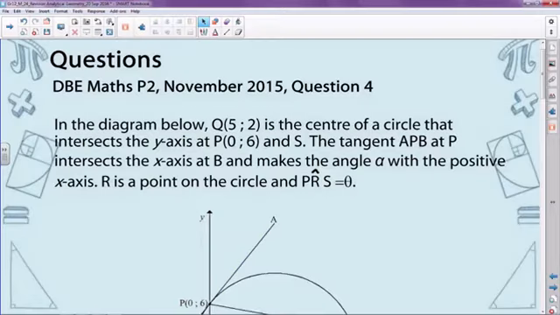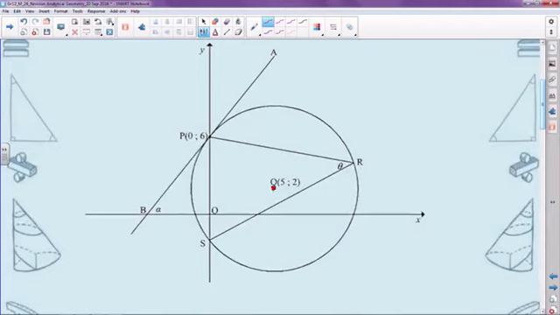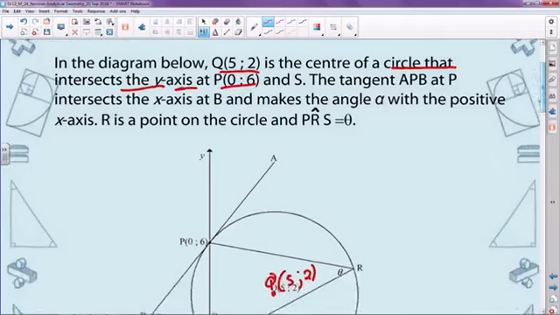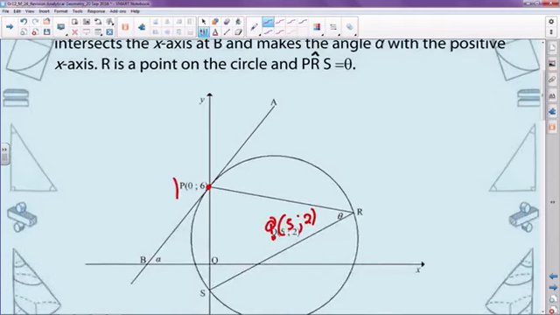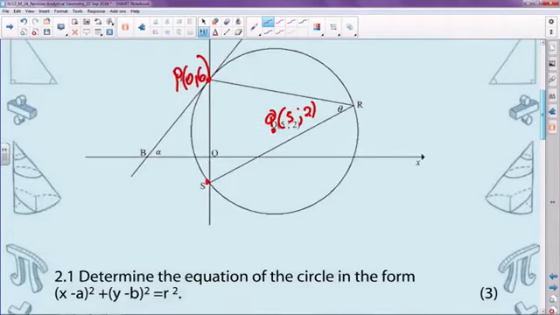We are told that in the diagram below, Q, which is the point (5, 2), is the center of the circle. So the x value at the center of the circle is 5, and the y coordinate is 2. Then they say that the circle intersects the y-axis at the point P. So they've given you one of the y-intercepts of the circle. That's the point (0, 6). All right, so we can fill that one in.